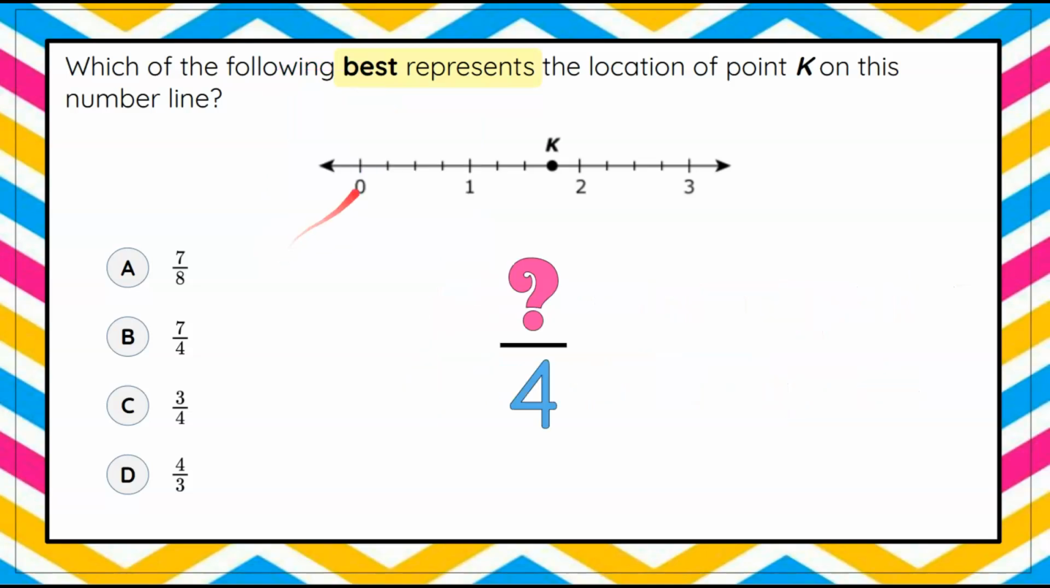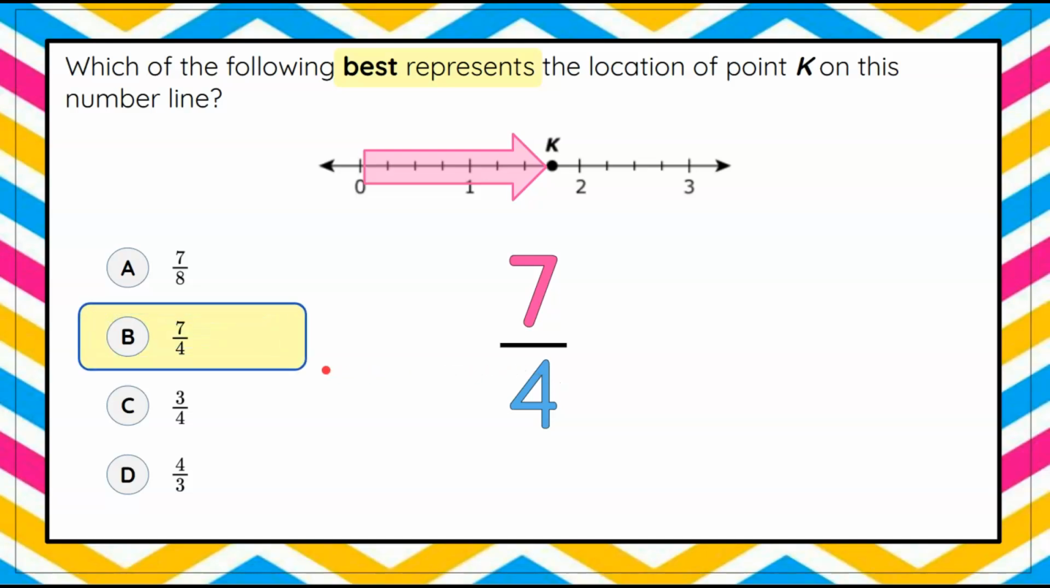So now we want to determine how many parts make up K. So I can see that it's 1, 2, 3, 4, 5, 6, 7 parts. So K is equivalent to 7/4. We can see each section of the number line, each whole, is divided into 4 equal parts. So to get to K, I have to go 7/4. So that is answer choice B.